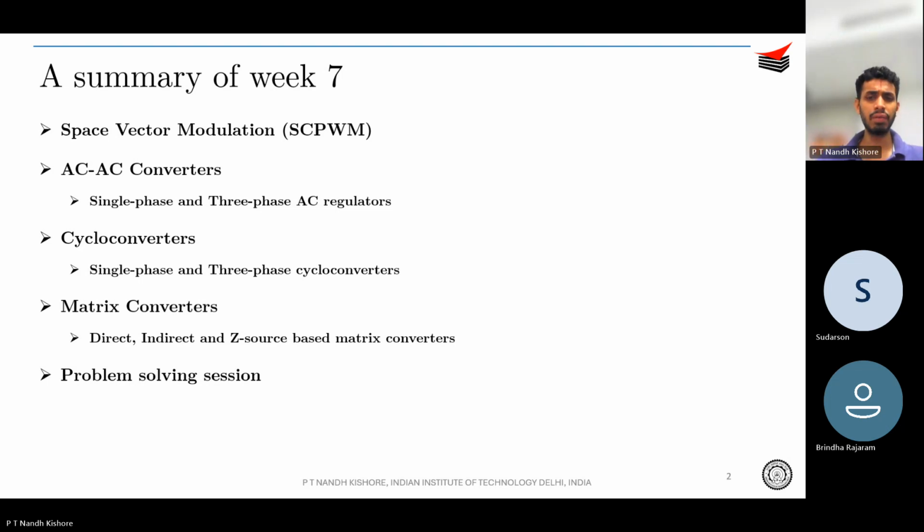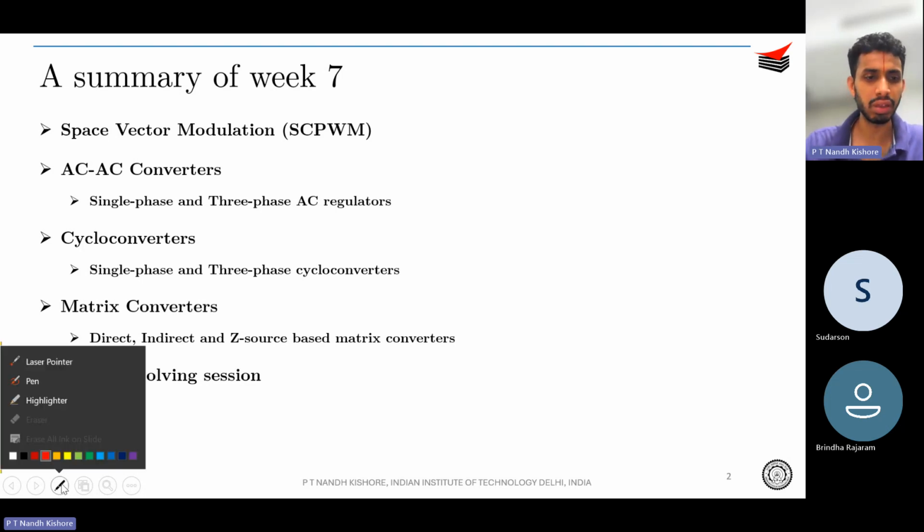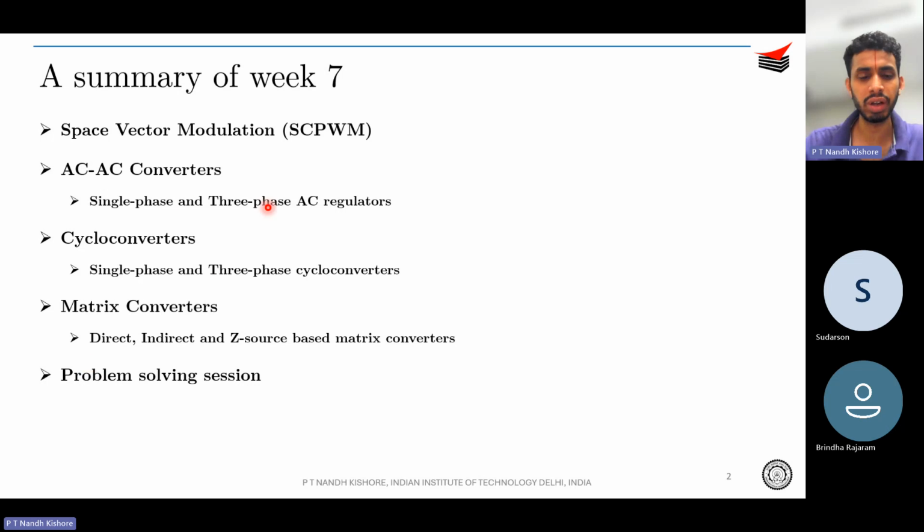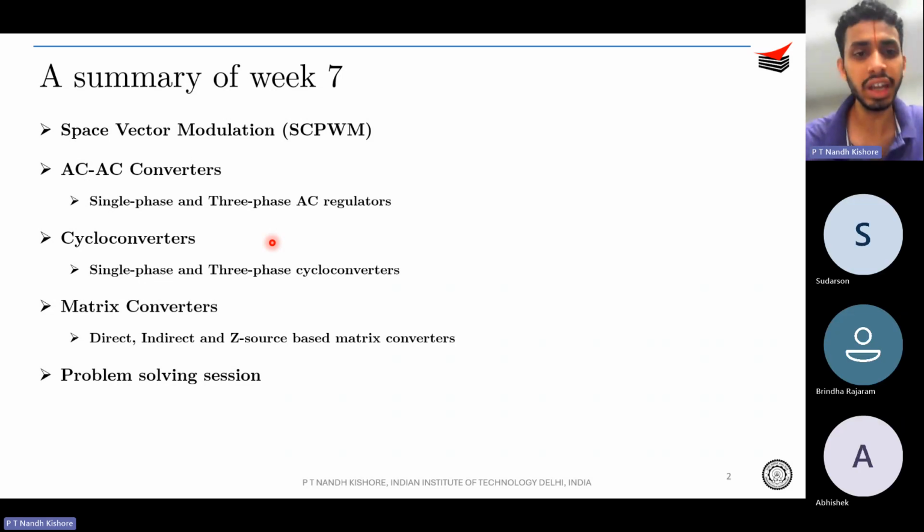Fine, but mostly we'll be solving problems based on AC to AC regulators and cycloconverters. So that will be my point of focus today. So we will go ahead and start. But before we start, I would just like to discuss some fundamental points on your normal AC voltage regulators, because that's an easy topic in which you might be asked a lot of problems numerically. So I thought I'll just start off with that.